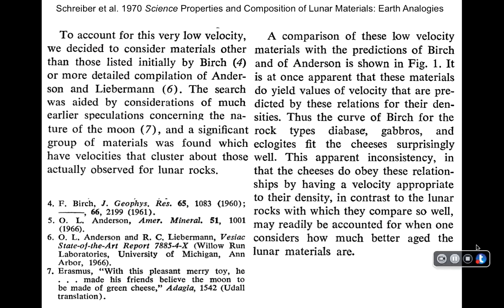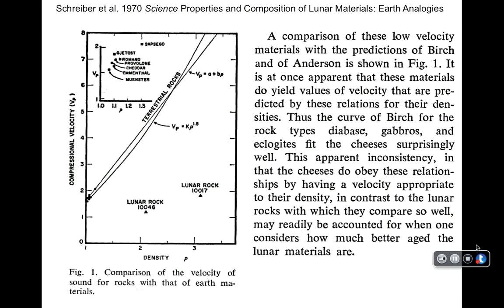A comparison of these low-velocity materials with the predictions of Birch and of Addison is shown in Figure 1. Back to Figure 1, there we go. It is at once apparent that these materials do yield values of velocity that are predicted by these relations for their densities. So just confirming that the cheeses lie on the extrapolated curves fit to terrestrial rocks. Thus the curve of Birch for the rock types diabase, gabbros, and eclogites fit the cheeses surprisingly well.